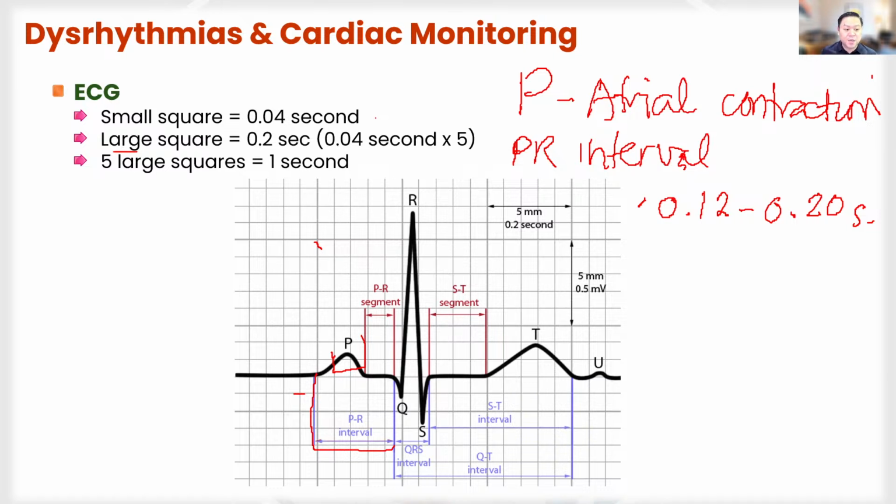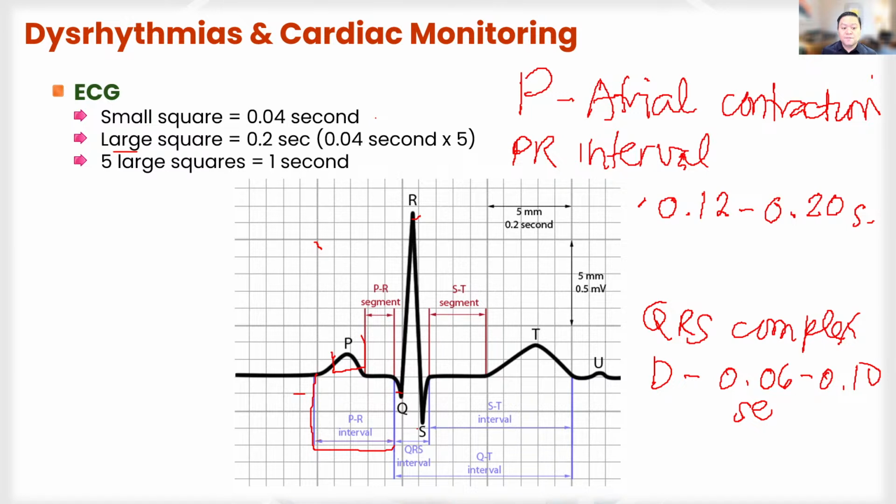We have the QRS complex, of course, this one right here. The QRS complex has a duration of 0.06, okay, 0.06 to 0.10 second. It's narrower compared to the PR interval. So take a look at that duration right here. It's shorter. It's only 0.06 to 0.10.